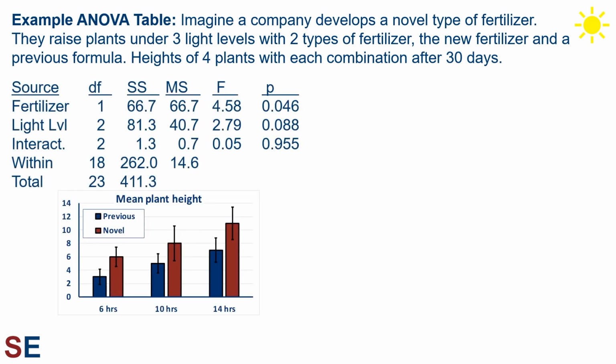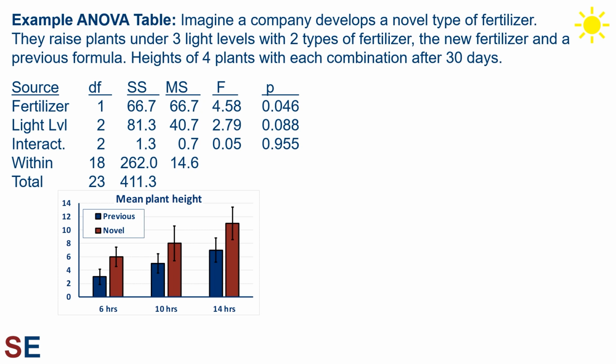Let's assume the ANOVA table and data look like this. The figure makes it look like the amount of light is associated with the height. The more light, the taller the plants. It also looks like the novel fertilizer is associated with a taller height. The confidence intervals overlap though, so maybe these patterns aren't statistically significant.